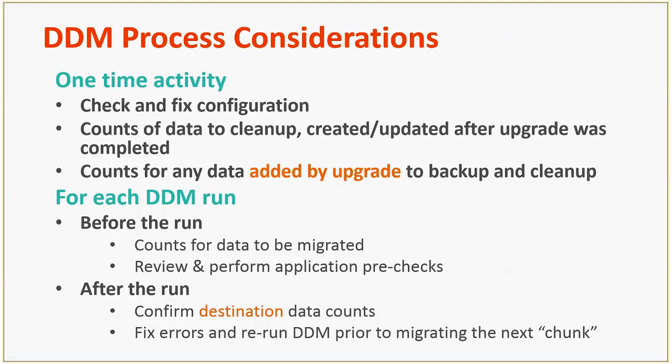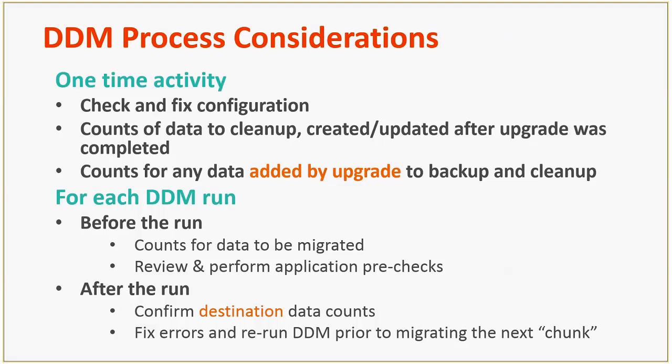Before every DDM run, you do the counts to make sure that you know what you're going to migrate for that date range or date chunk. And then there are certain pre-checks you need to go through and see which are applicable for you and run them. There are 2 pre-checks which are mandatory for every customer. Go through those pre-checks and execute them so that you don't get errors on the foundation forms like people, task, and those forms while doing a DDM run.